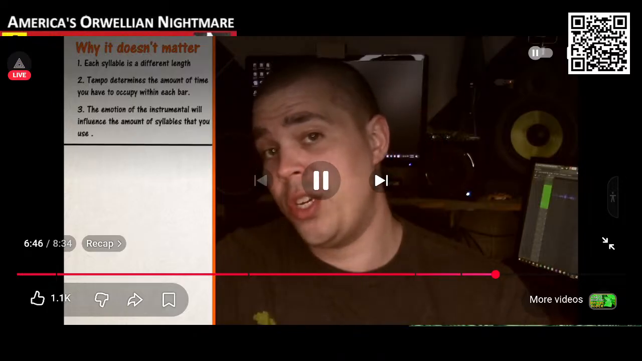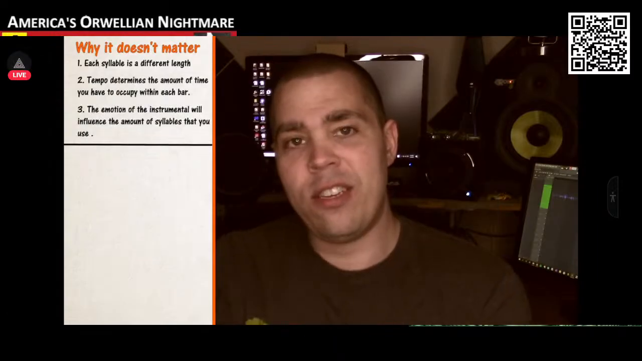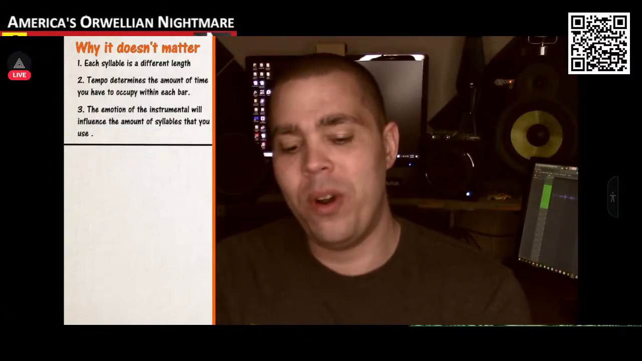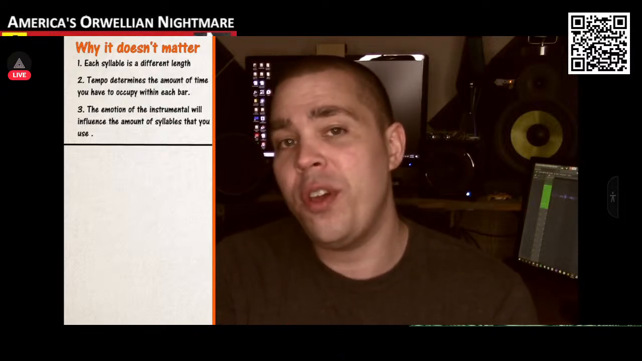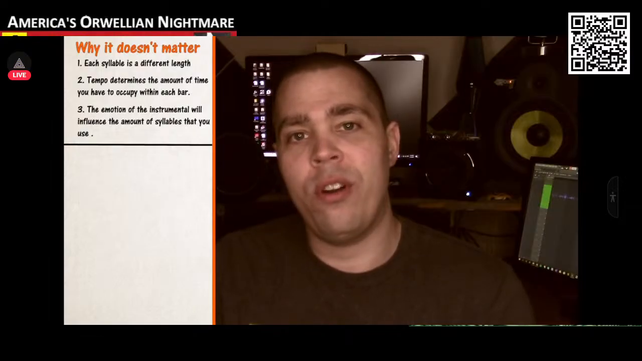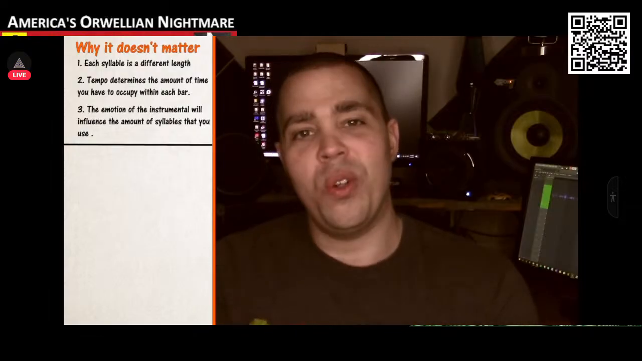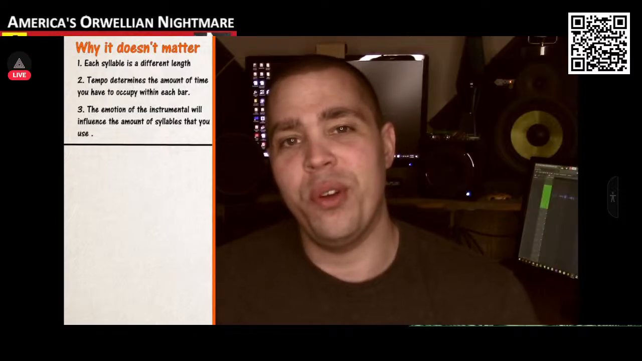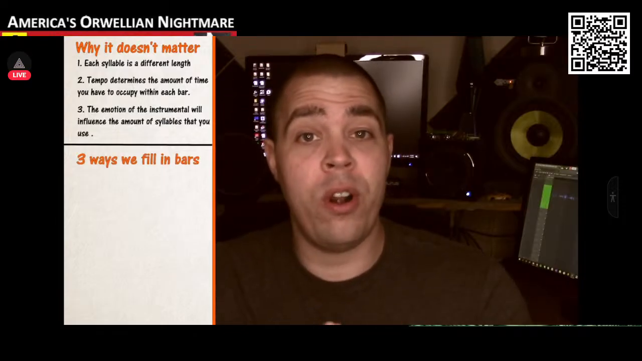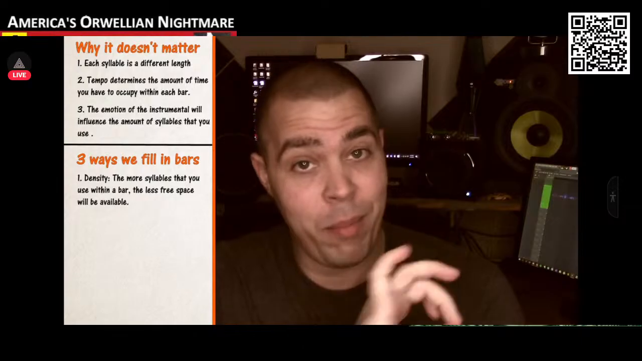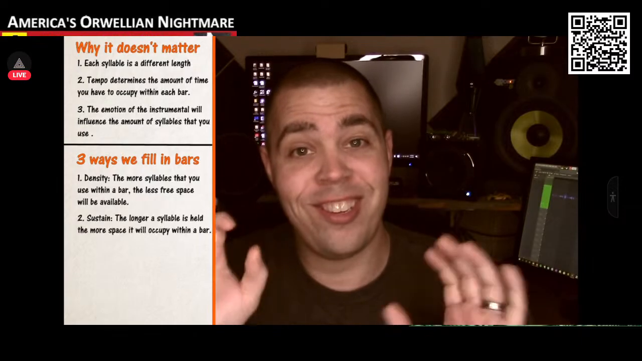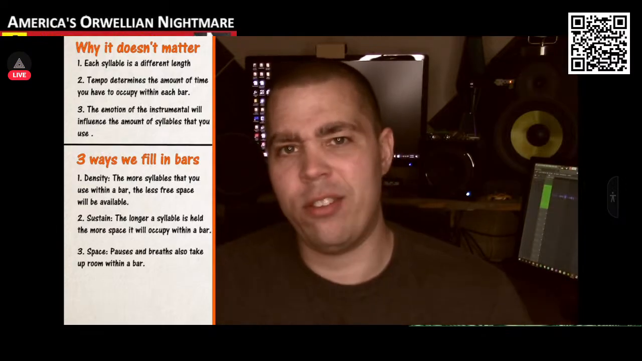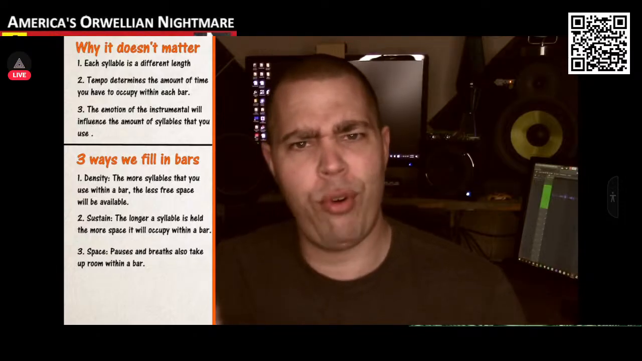Three, the emotion of the instrumental may dictate how dense that you want to pack your bars out, because the more dense that you fill in your bars, the more aggressive it's going to most likely feel. And the more space that you leave in your bars, the more chill or maybe relaxed that it's going to feel. And the three ways that we fill in each bar is: one, density, how many syllables, the amount of syllables that we use per bar. Number two, sustain, how long each syllable is held. And number three, space, vacancy, pausing, breaths.